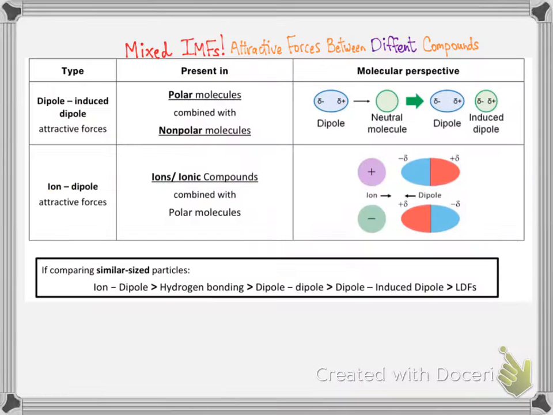So let's take a look. There are two more IMFs that are tested. These are only things that could happen when you have one type of particle mixed with and attracted to a different type of particle. For instance, you could mix things that are polar and nonpolar together. It won't work very well, but it's totally a thing that could happen.